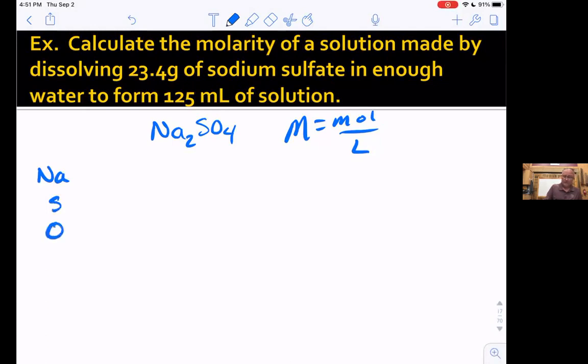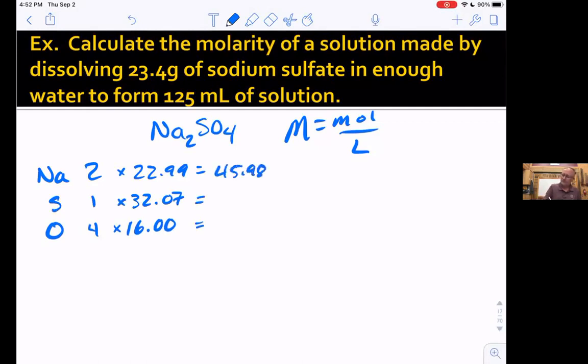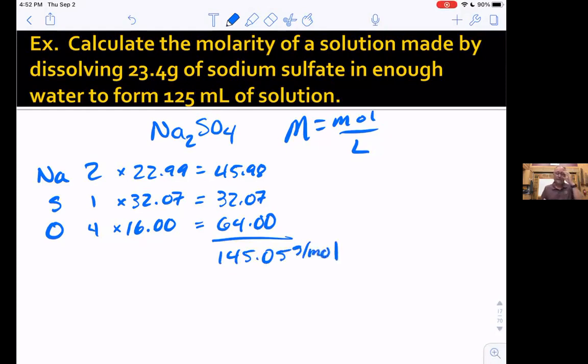Here is sodium, sulfur, and oxygen, which are in sodium sulfate. There are 2 sodiums, a sulfur, and 4 oxygens. Each oxygen has a mass of 16.00, sulfur is 32.07, and each sodium is 22.99. You would multiply each of those by their respective numbers in the actual compound. You would get 45.98 grams here, 32.07, of course, here, and 64. When you add these together, you're going to get 142.05 grams per mole, or just grams is okay, but that's its molar mass. That's how many grams would be in 1 mole of sodium sulfate.